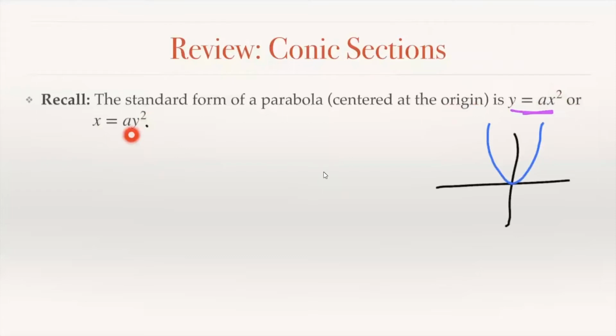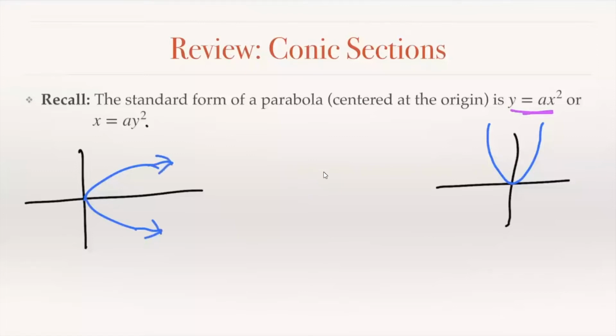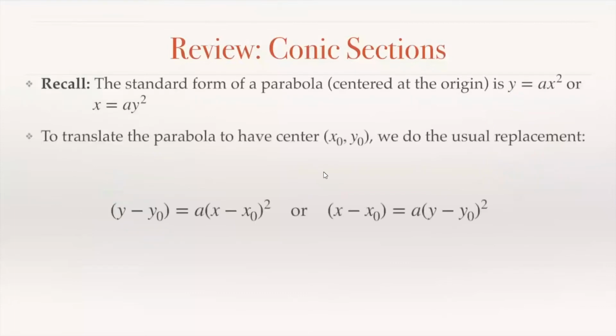And if we swap x and y, then it looks like that. Sideways parabola. It's just that now think of it as that x is the output and y is the input. And in the same way, to translate a parabola to have center, again by center here we mean vertex, x naught, y naught, we do the usual replacement of replacing y with y minus y naught, and replacing x with x minus x naught, in either form, whether it's an upward facing parabola or a sideways facing parabola.